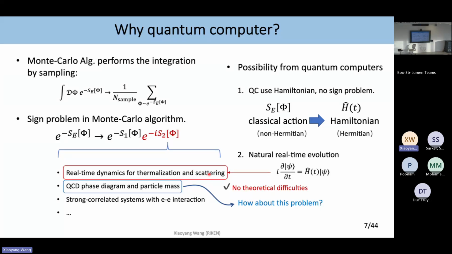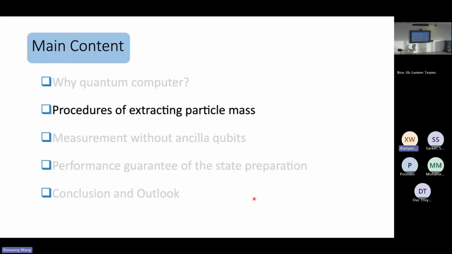So our first task is to ask if we can study the QCD phase diagram and extract the particle mass on the quantum computer. This is our motivation, and I will introduce the procedure of how to extract the particle mass on quantum computers.